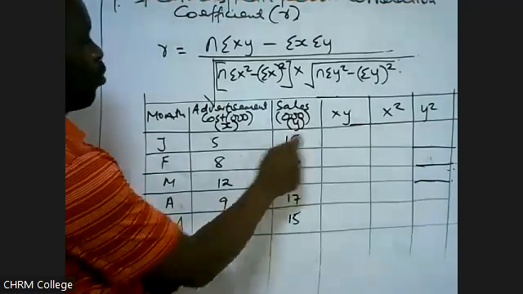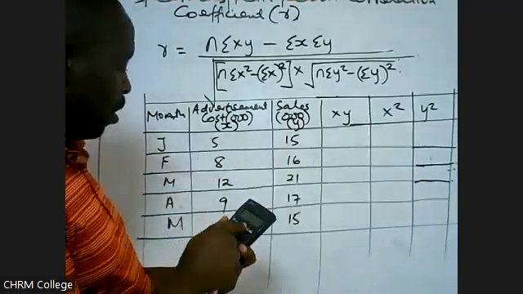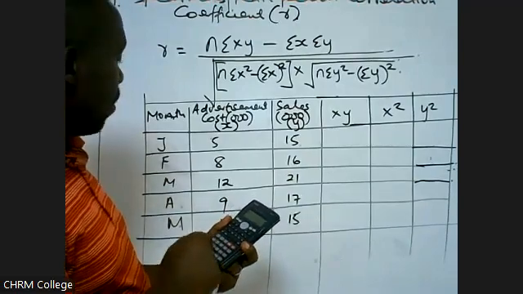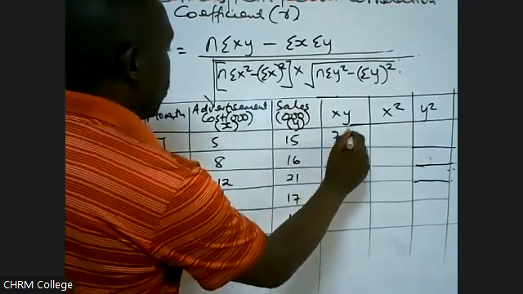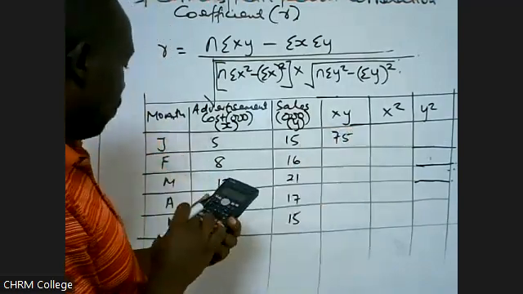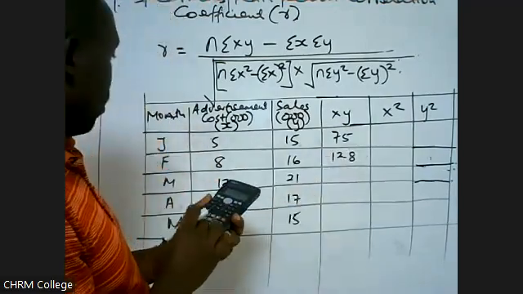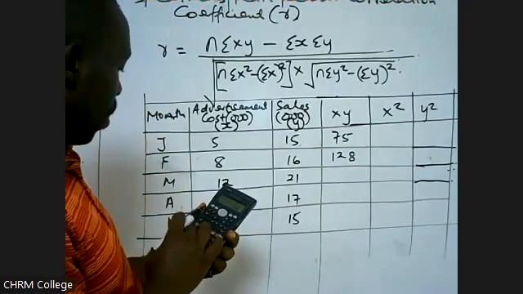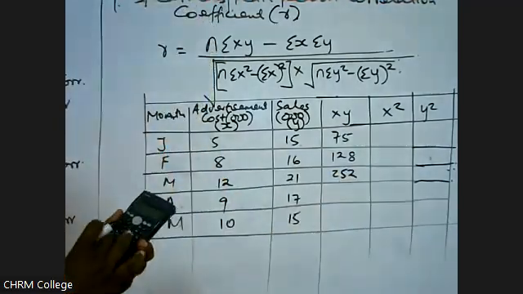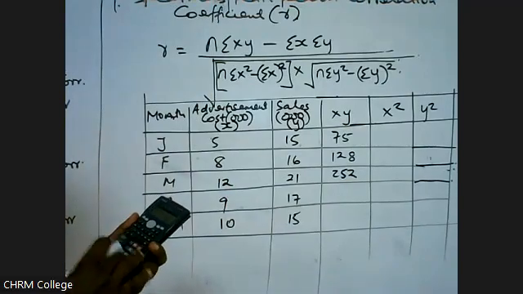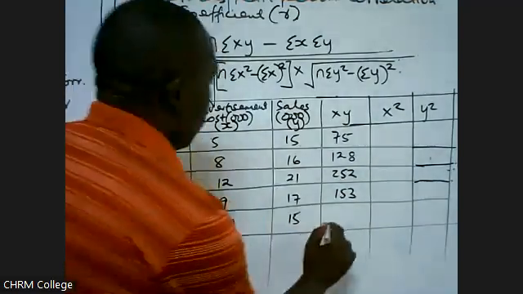So when we say xy, it simply means we multiply the x value times the y value. Here we shall have 5 times 15, which gives you 75. 8 times 16, which gives you 128. 12 times 21, which gives you 252. 9 times 17, which gives you 153. And 10 times 15 is going to be 150.